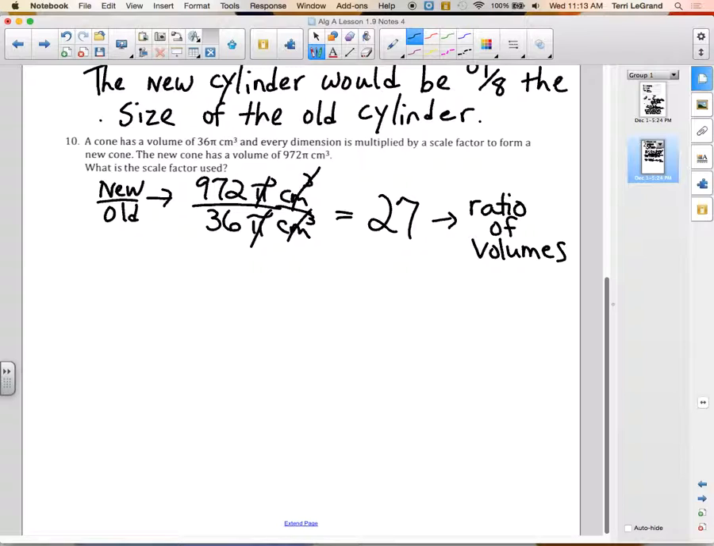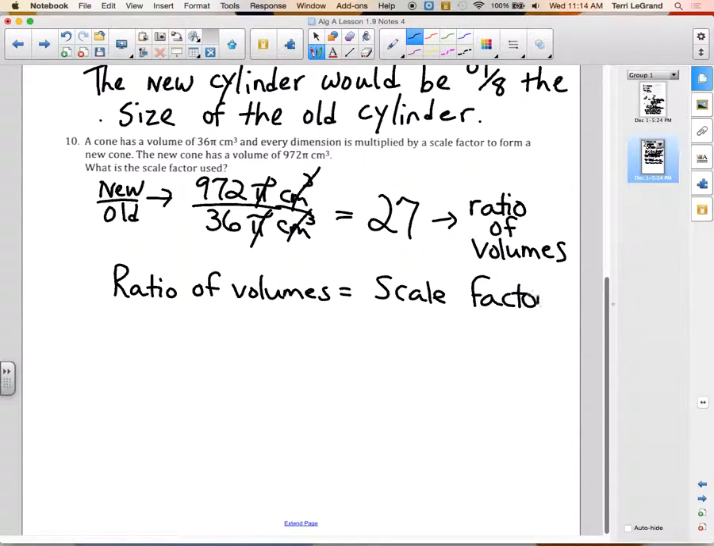Okay, let's set up our little thing that we said we already know. The ratio of volumes equals the scale factor cubed. We write that enough times, we'll get this. The ratio of volumes equals the scale factor cubed. That means we just found the ratio of volumes. We can put 27 in place of that. Scale factor, we don't know what it is, but we know what cubing means. It means take something times itself. It has to be a factor 3 times.